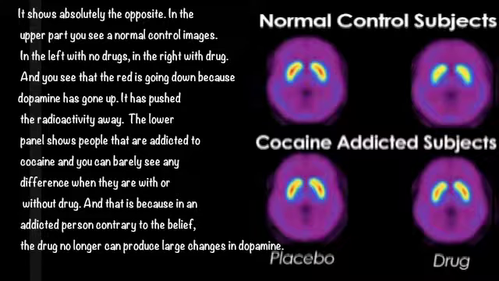In the upper part, you see normal control images. On the left, with no drugs, on the right, with drugs. And you see that the red is going down because dopamine has gone up. It has pushed the radioactivity away. The lower panel shows people who are addicted to cocaine, and you can barely see any difference when they are with or without drug. And that is because in an addicted person, contrary to the belief, the drug no longer can produce large changes in dopamine.